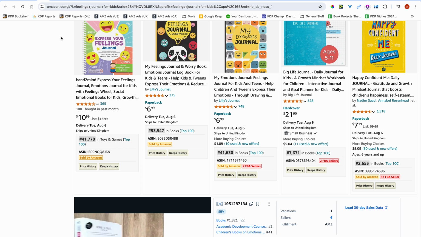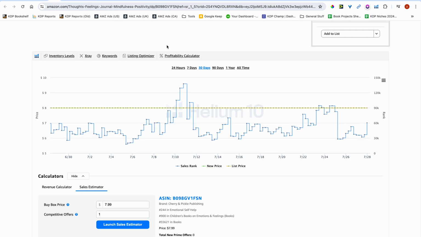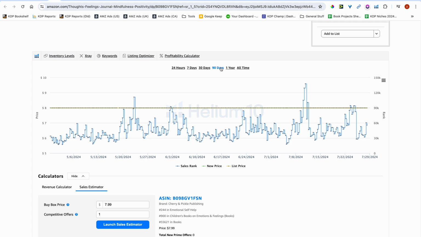So Helium 10's Chrome extension, the graph extension, allows you to see the historical BSR to determine whether or not it's worth getting into a niche. And in this case, and with this particular niche, it may be worth getting into as the BSR is consistent and in fact has been consistent throughout the months. So this is the first way in which this tool is useful and I use for my publishing business.